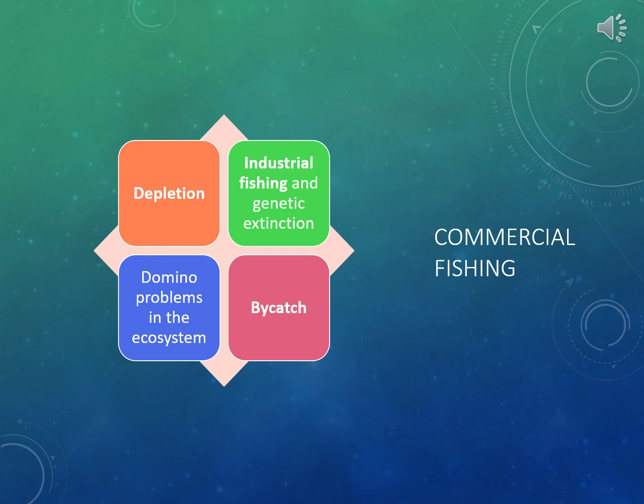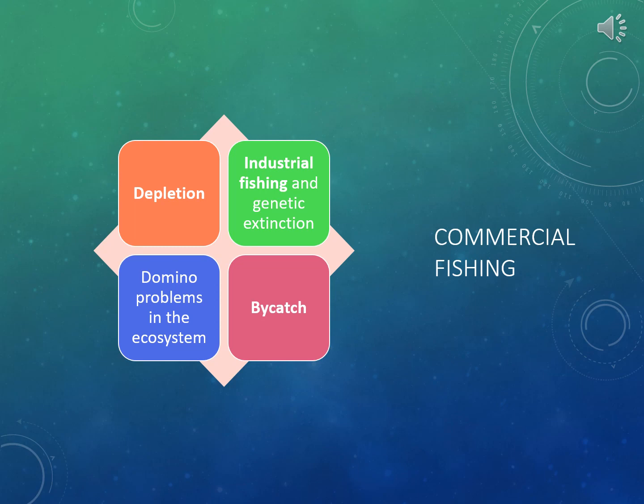When we talk about commercial fishing, there are four major problems associated with it. The first is depletion. Depletion occurs when the population of the fish is so low that you can't reproduce enough to be able to maintain your financial ability. It becomes more expensive to find the fish than it is to sell the fish.